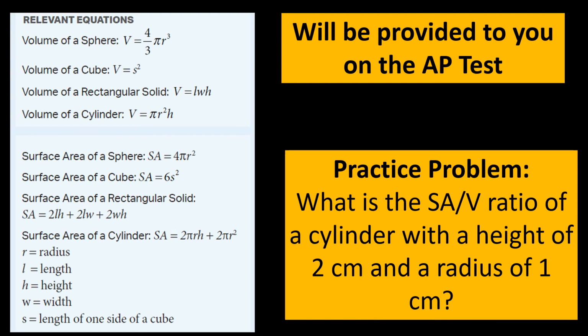You might be asking, am I going to have to remember all of these surface area and volume equations of the different shapes? The answer is no. The AP test will provide an appendix of the equations that are needed, so you do not need to memorize them. However, it's always good to have a firm grasp of what they look like. Here's a sample practice problem for you. What's the surface area to volume ratio of a cylinder with a height of 2 centimeters and a radius of 1 centimeter? Go ahead, try to figure that one out, and we'll discuss it in a sec.